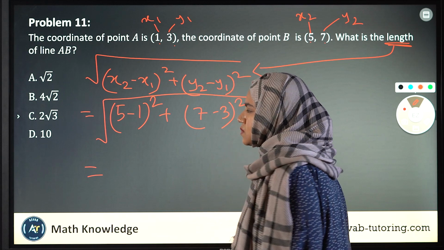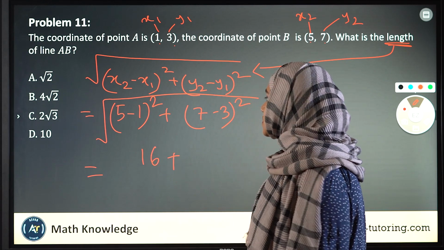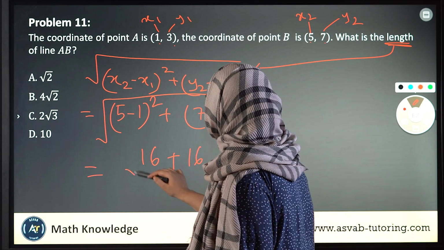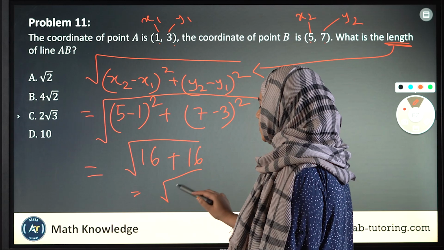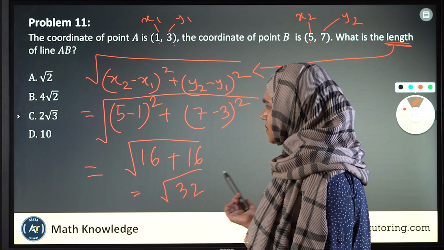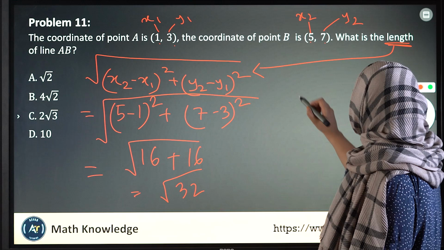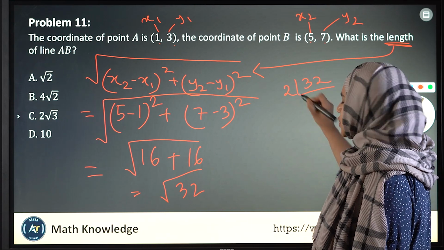5 minus 1 is what? That's 4. So 4 squared is 16. 7 minus 3 is what? 7 minus 3 is 4. 4 squared is 16 once again. So that gives us what? 16 and 16 is square root of 32. As you can see, we don't have that option, which means that we need to break down square root of 32 like this. So let's put 2 first.